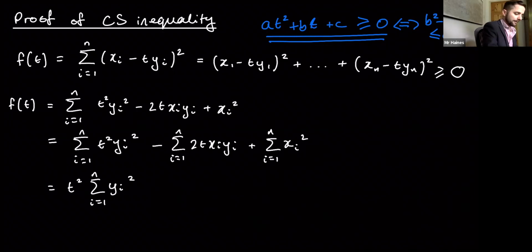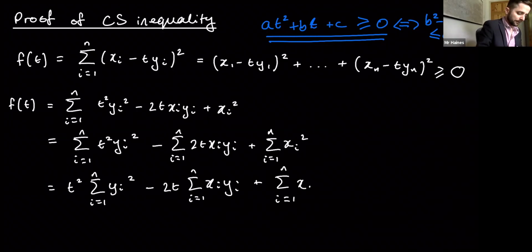Okay, and the same goes with the 2t here. That could just come out to the front, and we would have x1 y1, x2 y2, all the way to xn yn with a t at the front, or with a 2t at the front. So minus 2t times that sum there. And this thing at the end we can't really do anything with. Okay, and not to forget, I haven't changed f of t at all. It's still the same function, so it's still bigger than or equal to 0. All I've done is just opened it up.